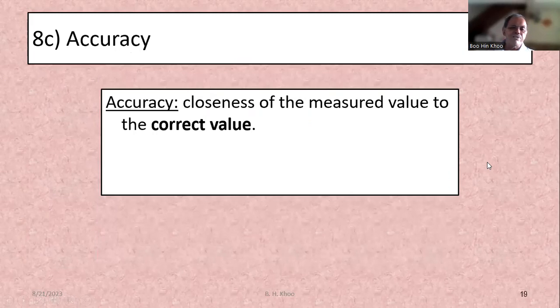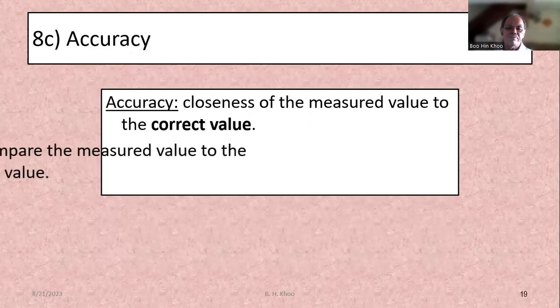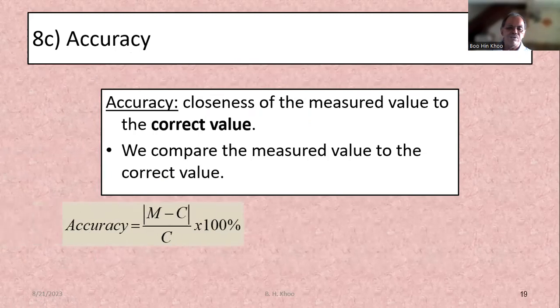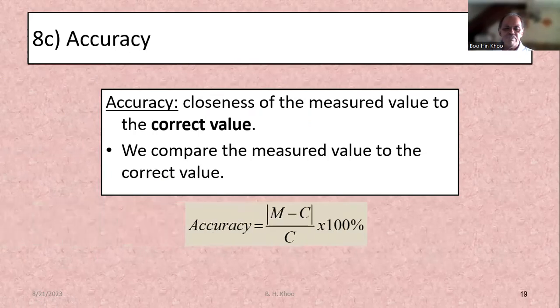Then the other term is accuracy. Closeness of the measured value to the correct value. You want to know how close the measured value is to the correct value or the true value. So we compare the measured value to the correct value. Precision, we don't bother about the true value. Right? We are not concerned about the different values.